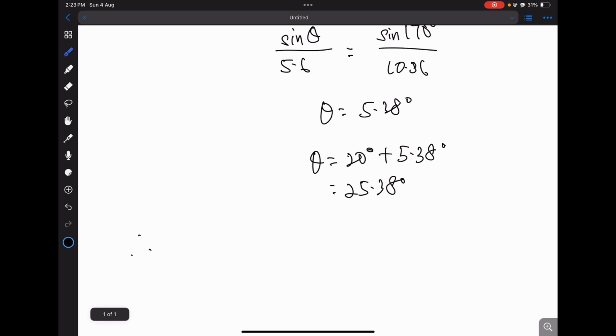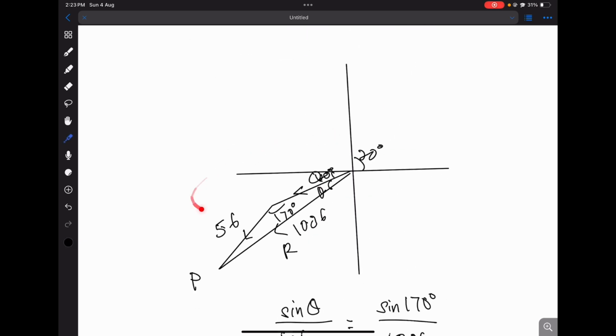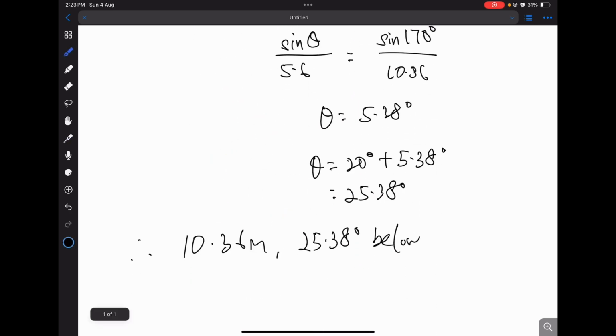So let us conclude our answer. The magnitude of vector R equals 10.36 meter, and its direction is 25.38 degrees below the negative x-axis. So that is our answer.